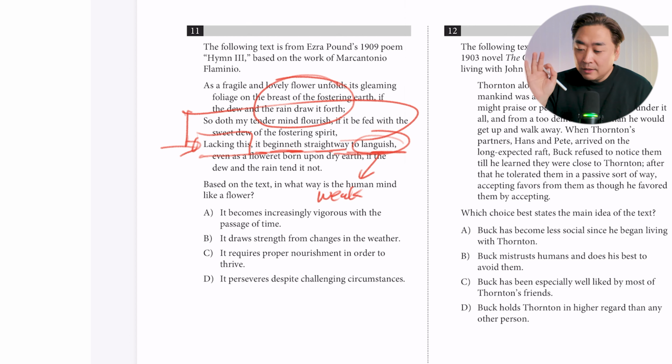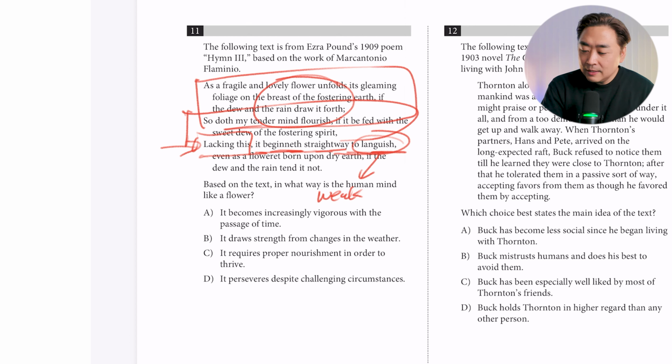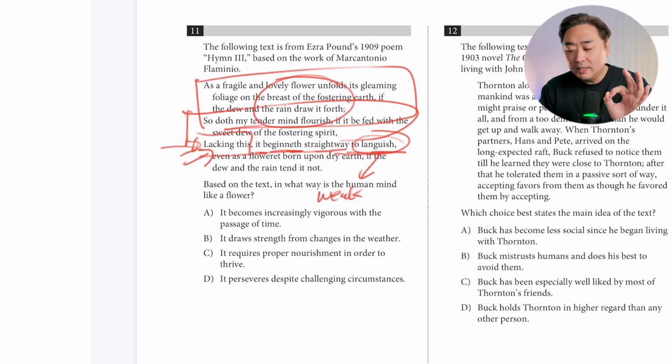So I focus on that. Whatever it is, lacking this means this is a prerequisite, a requirement for me to be positive. And if I don't have that, I'm going to become negative and become weak. So when I look at the answer choices, I'm looking for that. A says it becomes increasingly vigorous with the passage of time. That's all positive. There's no negative. There's nothing that says anything about lacking this.